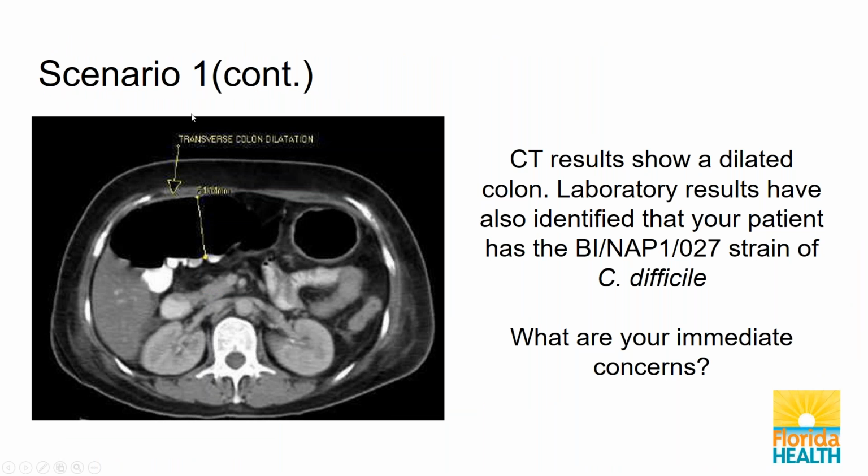So we're continuing with our 67-year-old female. You've gotten your CT results and it shows a dilated colon. Laboratory results have also identified that your patient has the BI/NAP1/027 strain of C. diff. So what are your immediate concerns once you have these results? What are you worried about when it comes to your patient?